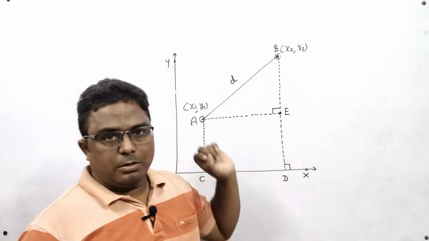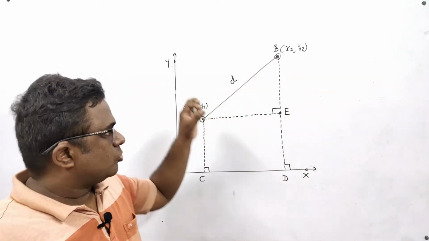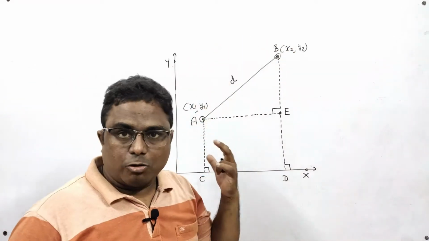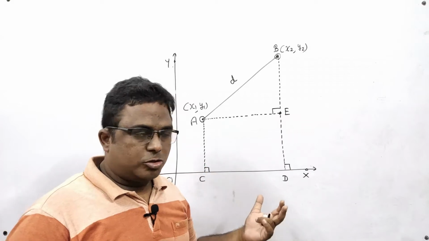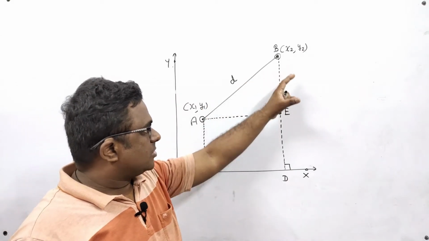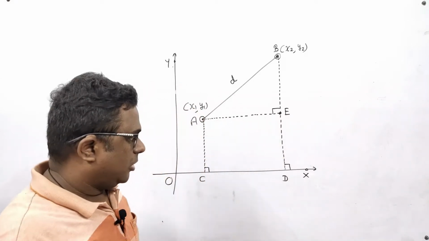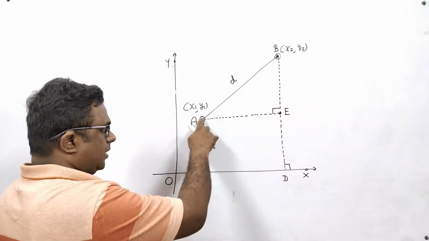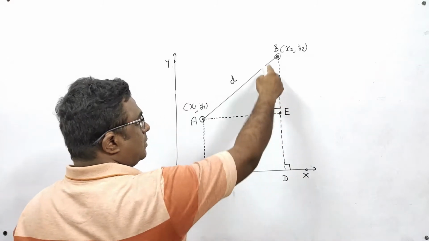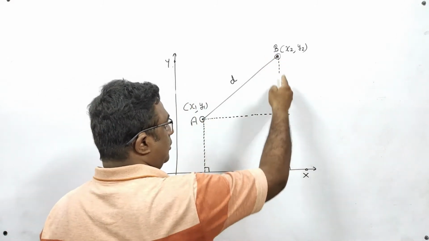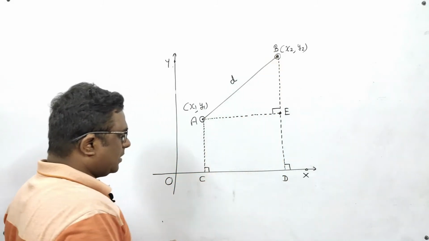So A and B were the given points whose coordinates were x1, y1 and x2, y2. AB is the required distance which we want to find out. And we have done some constructions, and all the constructions have been denoted by dotted lines. AC is perpendicular to the x-axis, BD is perpendicular to the x-axis and AE is perpendicular to BD.